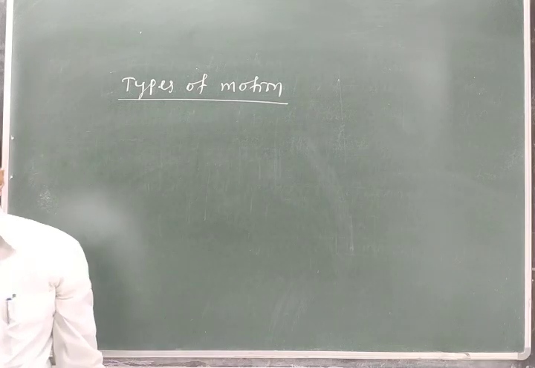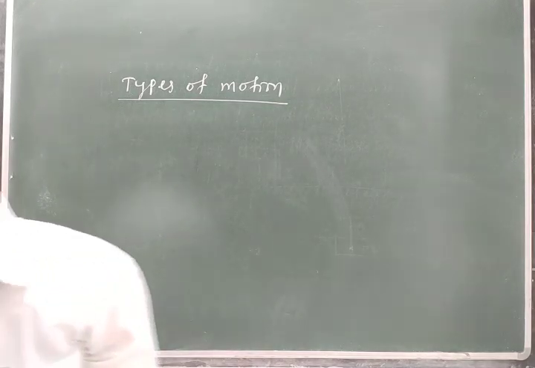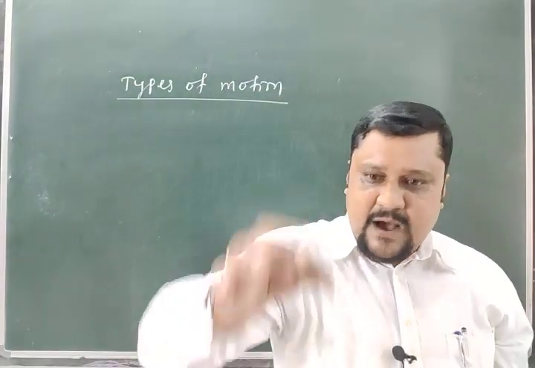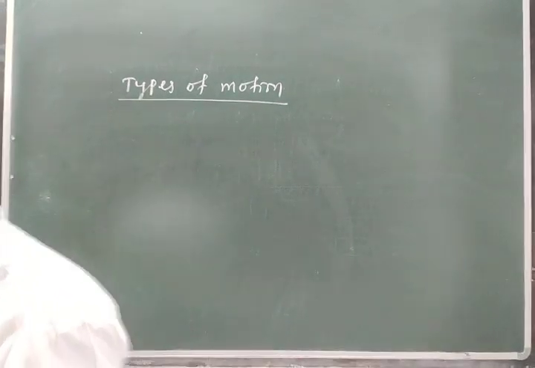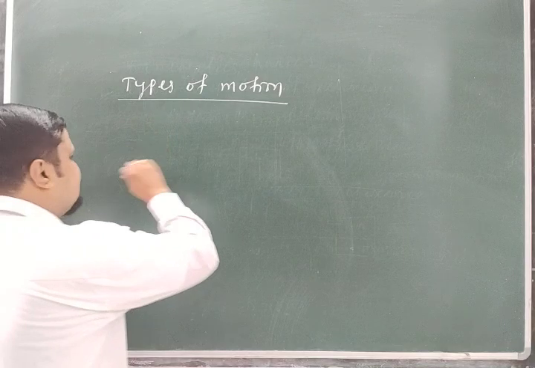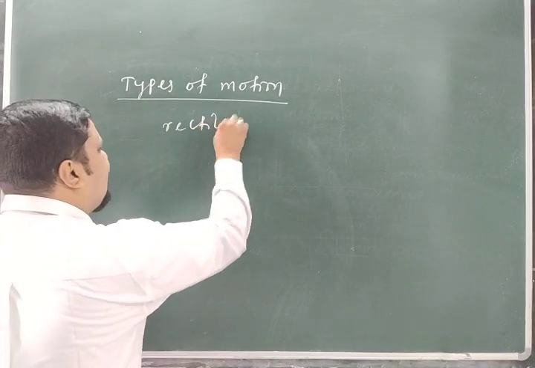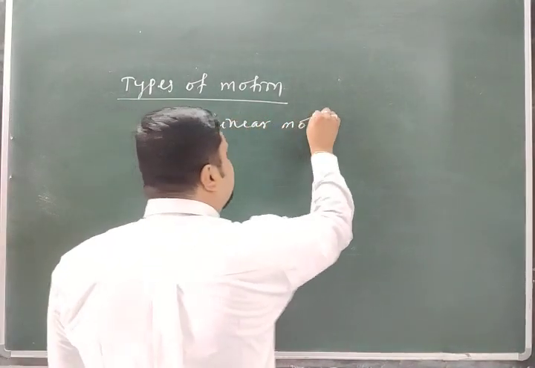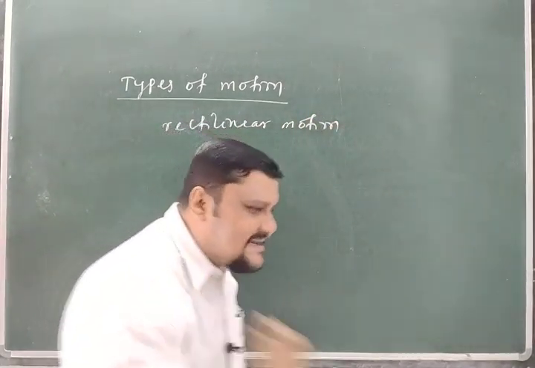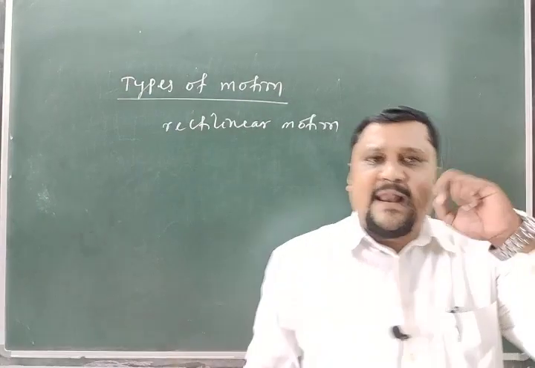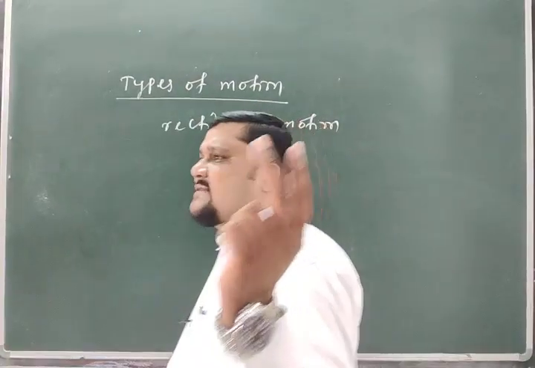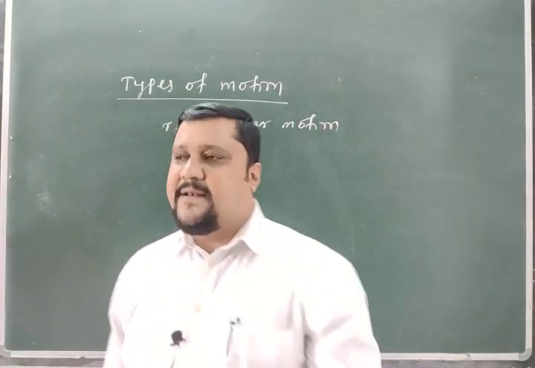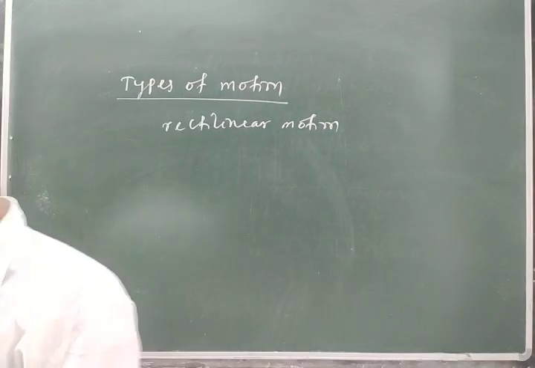During the translational motion of the body, there is a change in the location of the body. It is here, now here, now here. The location changes, and this motion is also known as the rectilinear motion, a motion on a straight line, a rectilinear path. Rectilinear propagation of light means light travels in a straight line. Clear? So that is the rectilinear motion.